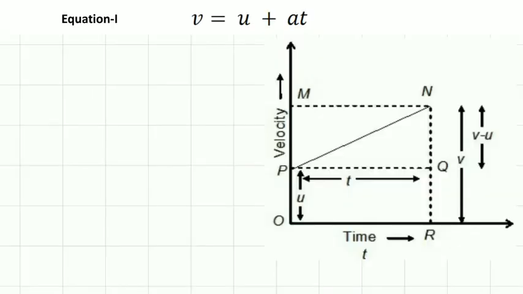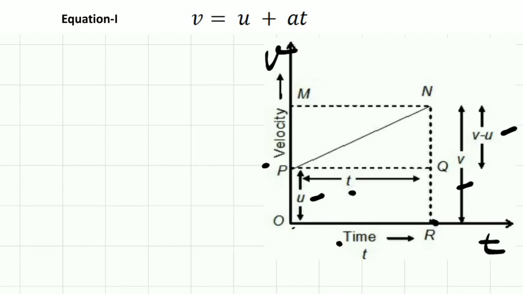Now we need to prove the equations of motion with the help of graphical method. So we will prove equation 1, which is v is equal to u plus at. Watch here. Here is a velocity time graph. This is the axis for velocity and this is the axis for time. Velocity and time. So this is a velocity time graph in which the initial velocity is u, the final velocity is v, and the difference of them is v minus u. The time taken from O to R is t.